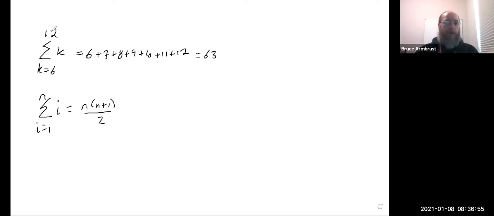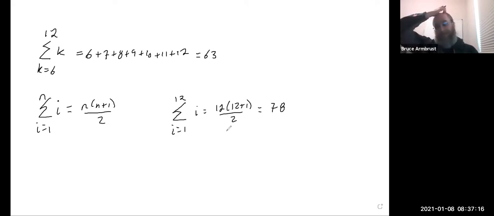So for example, like this one with the 12, if we were to have it as i equals 1 to 12, this would be 12 times 12 plus 1 over 2, or 78, because that's 12 times 13 divided by 2. Okay, however, notice that that does not equal 63, right? We have a number that's too big.